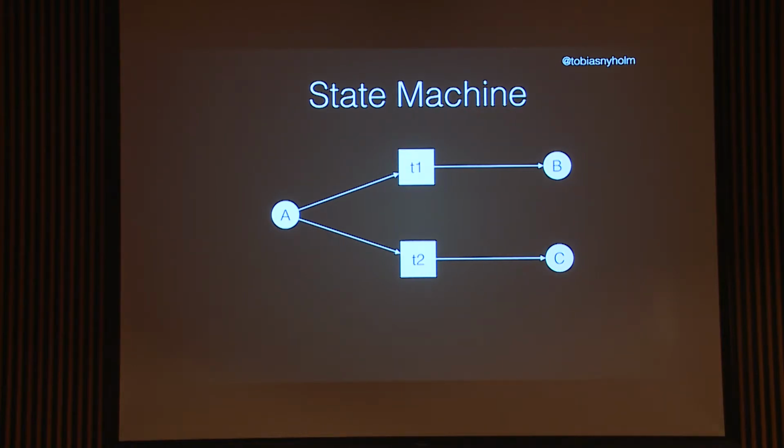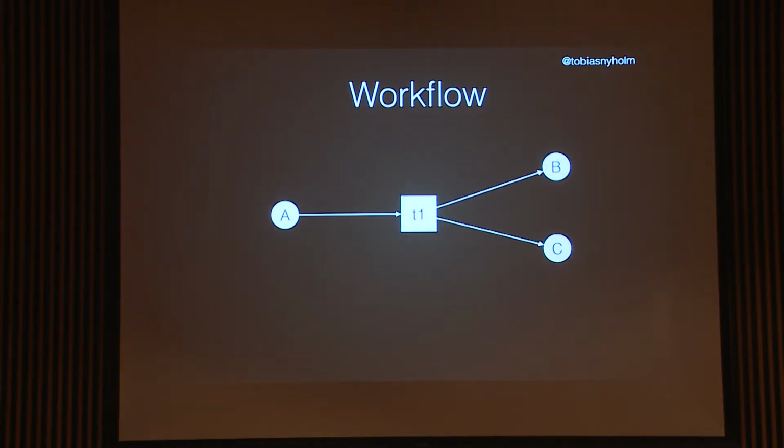Notice that the transition has only one input and one output. That's true only in a state machine. In a workflow, however, you can do a transition and turn up in 2 different places. So in a workflow, it can be in 2 different places at once. And it seems weird, but it kind of makes sense.